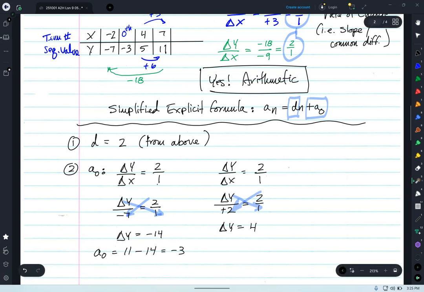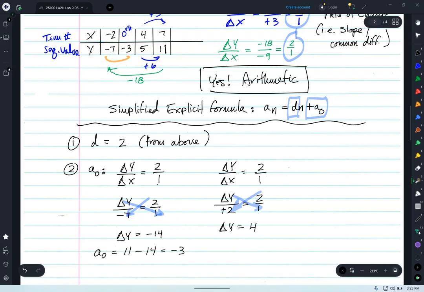Now you say, well, okay, hang on a second, Mr. Farkas. I thought the change in y was negative 14. Well, it is if you're starting at the 7th term number. But when you're starting at the negative 2nd term number, the change in y to the a sub 0 is up 4. So then, again, you can already see it happening here, can't you?